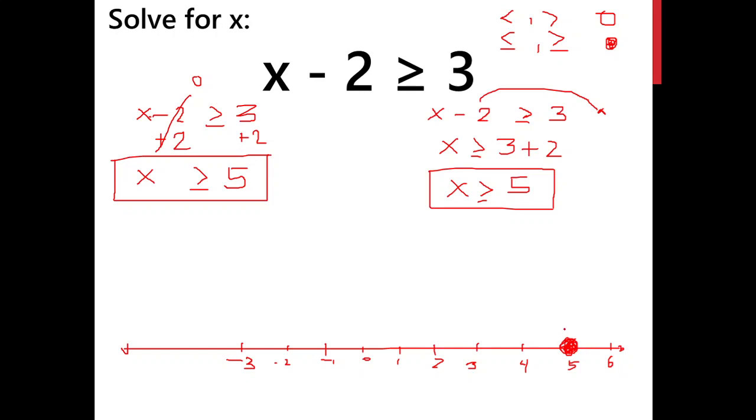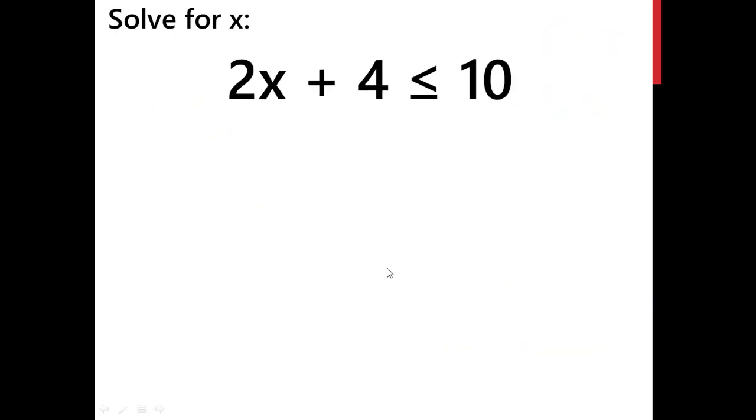So, any value of x equal to or greater than 5 are solutions to our inequality, meaning all the answers from 5 going to the positive infinity are solutions to our inequality statement. Now let's have two more examples. So I have here 2x plus 4. Again, the symbol being used is less than or equal to 10.